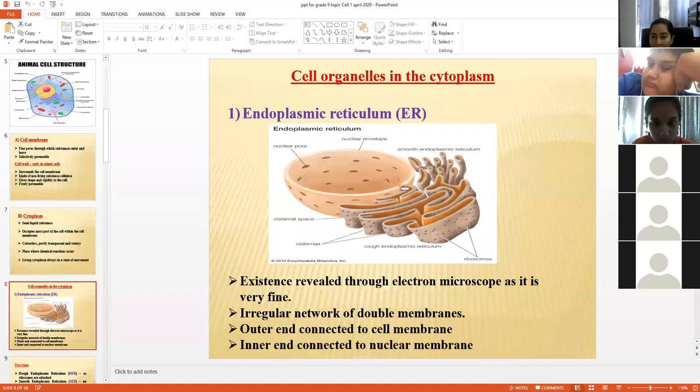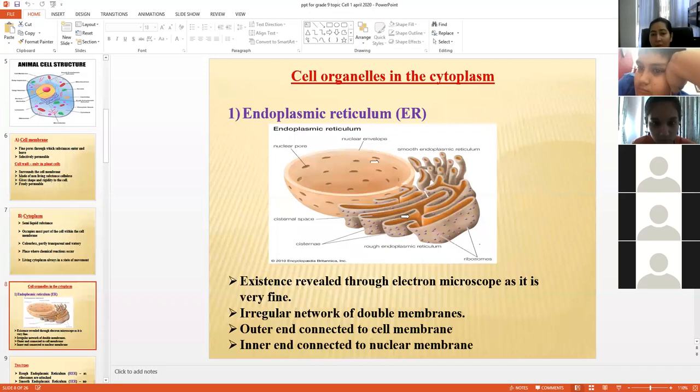However, what happens here is it has one entry. That means the nucleus is connected to the endoplasmic reticulum at one side, and to the other side, it is connected to the cell membrane. Okay, that means it is joined to two parts. One part is joined to the nucleus and the other part is joined to the cell membrane. The outer end is connected to the cell membrane and the inner end is connected to the nuclear membrane.